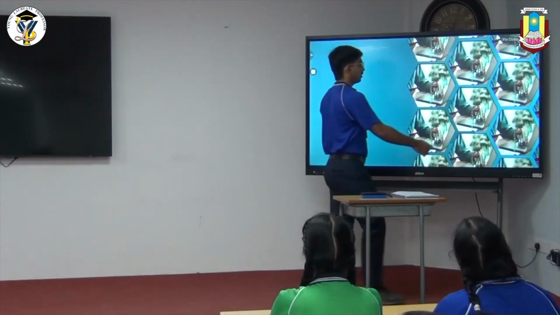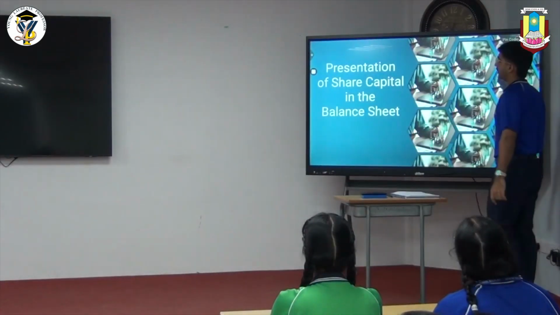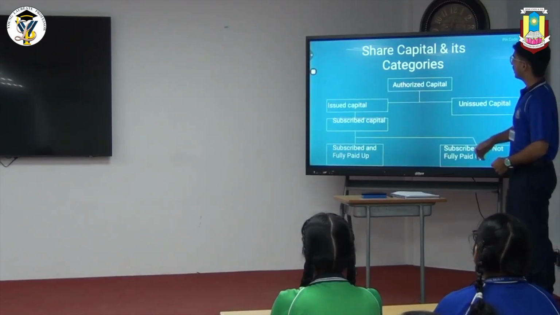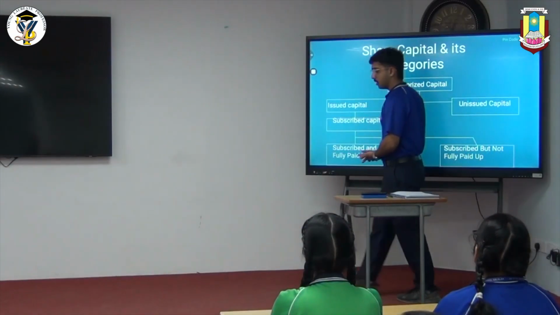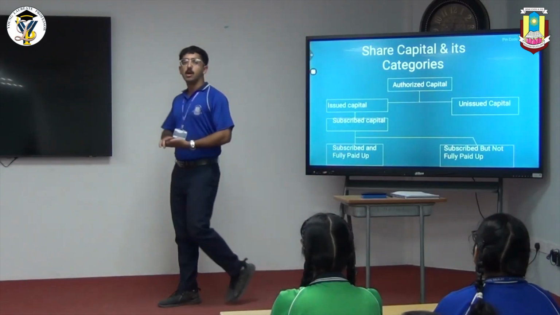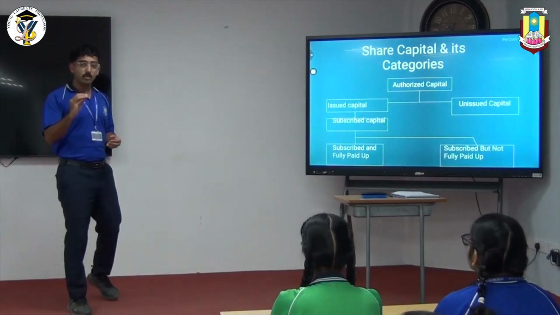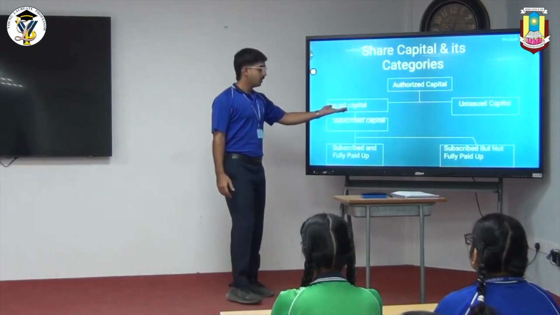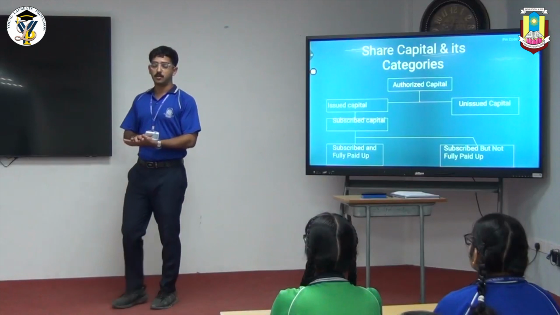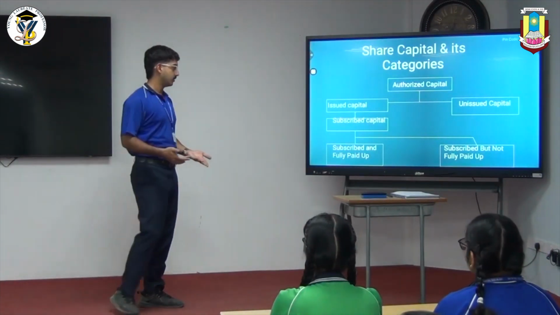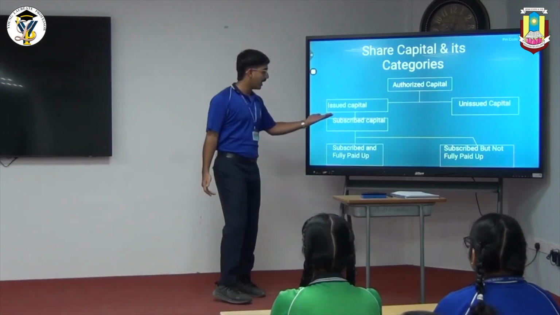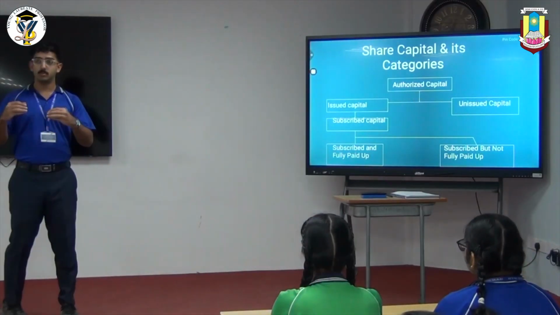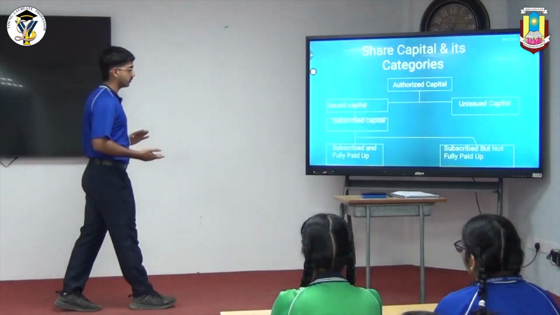Today's topic is the presentation of share capital in the balance sheet. So, it can be classified into authorized capital. Authorized capital is the maximum amount a company can raise. Under that we have issued capital, that is the amount a company is raising. And under that we have subscribed capital. Subscribed capital is the amount that the people are subscribing to.